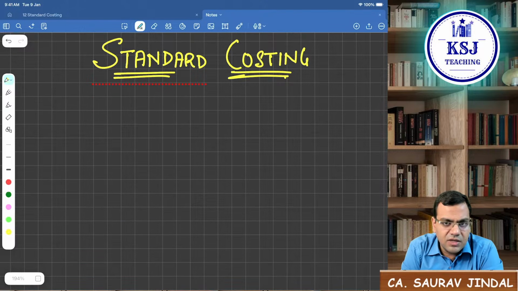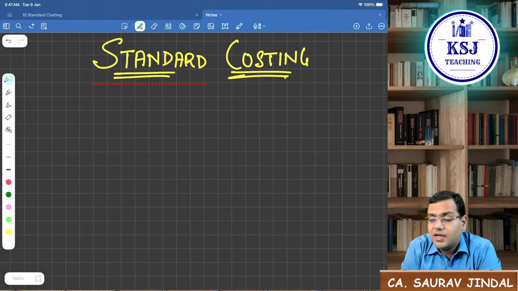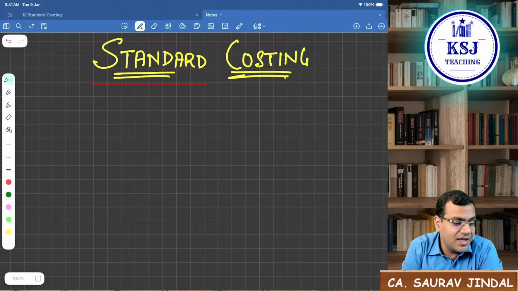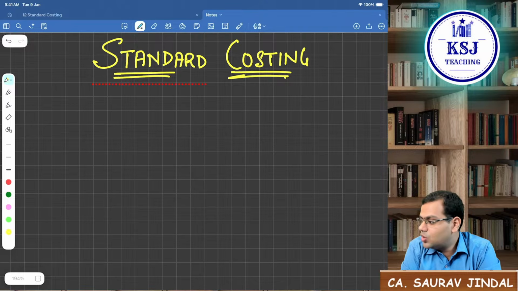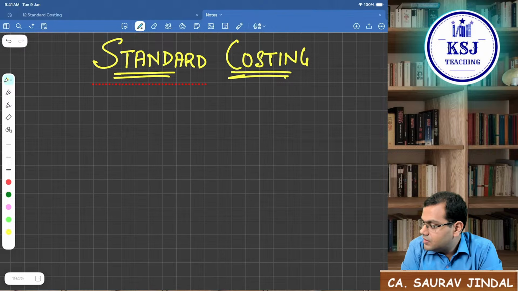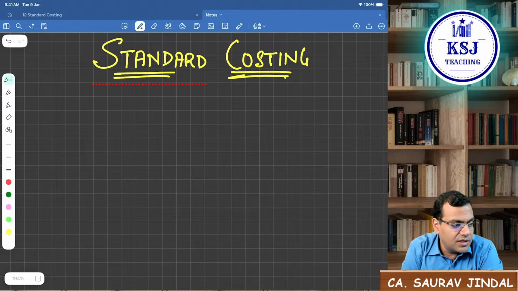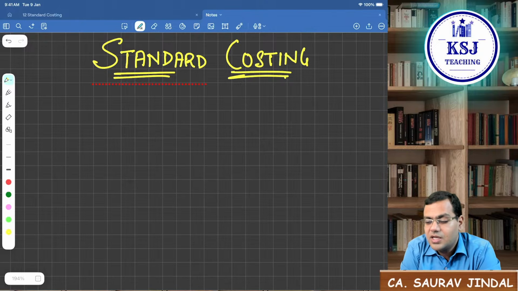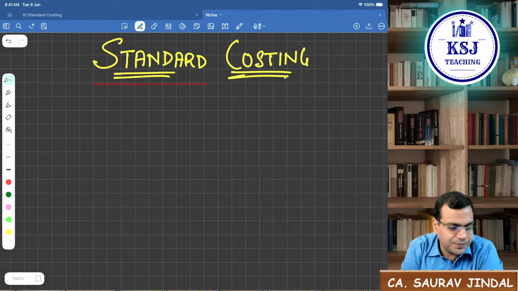So we'll be discussing what standard costing is, then material variances, labor variances, then overhead variances, and especially the fixed overhead variances. I'll do one question also that I do in the batch, because fixed overhead variances is normally something that creates trouble for the students. So that will definitely be taken up.